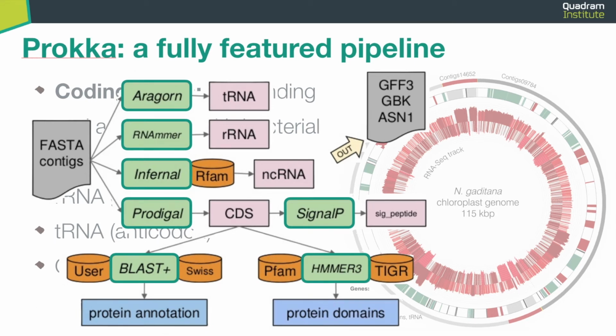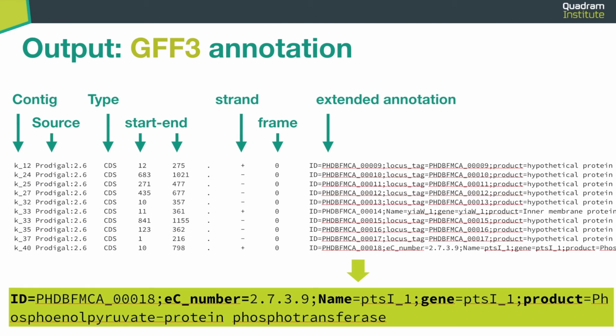What is the output like? There are many formats. One of the standards is GFF3. That is a TSV, tab-separated values, having these columns. The first is the contig name, the second is the source, that is the algorithm. For CDS, we have Prodigal, but as I said, there are different algorithms predicting different features. Then we have the starting and ending coordinates, we have the strand, the plus or minus, the frame if the case, and the extended annotation.